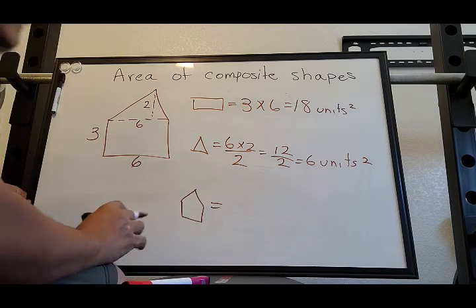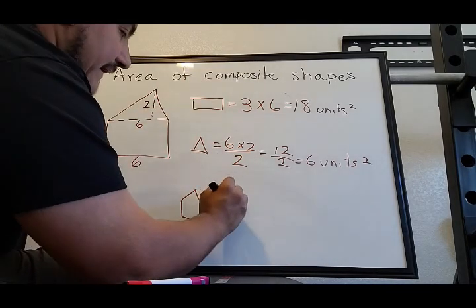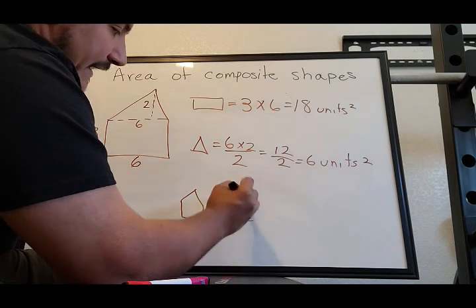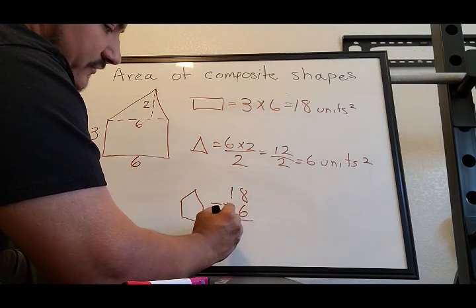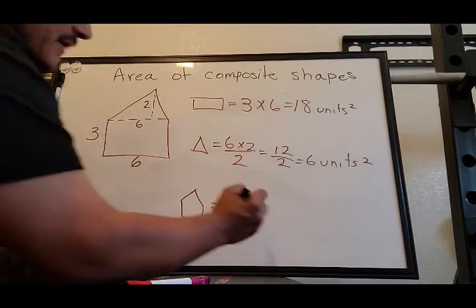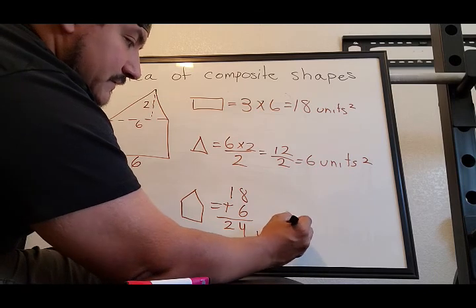Now, in order to find the area of a pentagon, all we have to do is add both the areas. In this case, we're going to add 18 and 6. 18 plus 6 is 24. So the area of this pentagon is 24 units square.